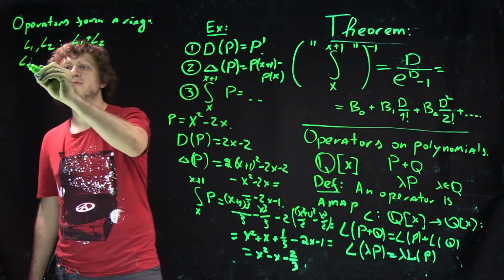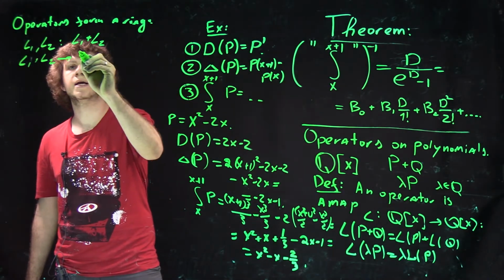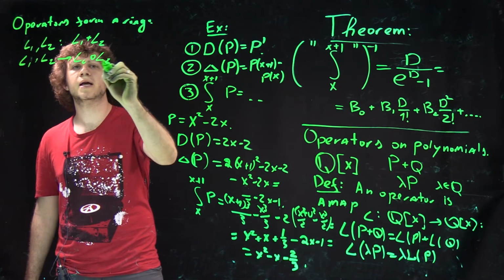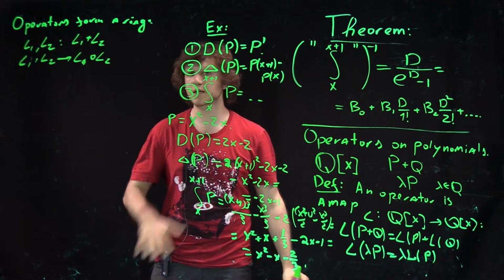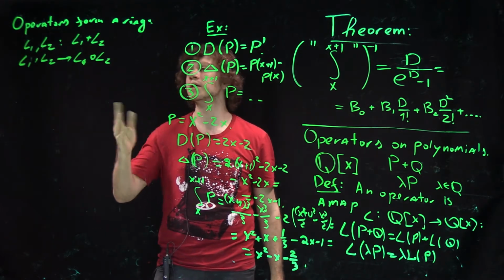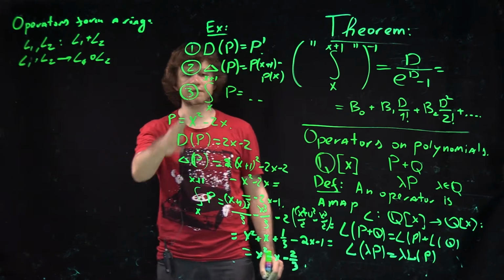And of course you can compose them. You can just take one and then another. So this we think of as multiplication, and this is addition. And they satisfy the usual properties of addition and multiplication. So let's have a look at something like that.